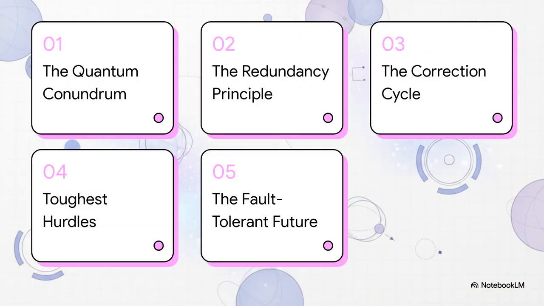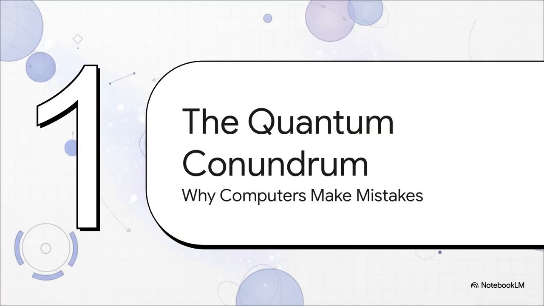Okay, so here's how we're going to break this down. First, we'll get into the fundamental problem itself. Then we'll explore the really clever solutions scientists came up with. We'll see how it actually works, step by step. Then we'll face the massive hurdles we still need to clear. And finally, we'll look ahead to the fault-tolerant future that all of this could make possible. So let's jump right in with the quantum conundrum.